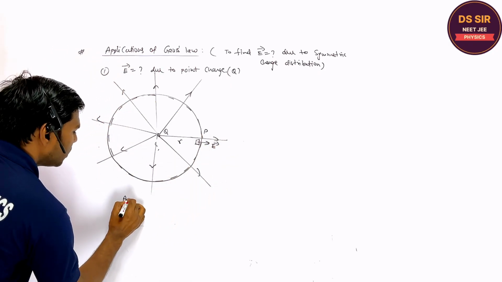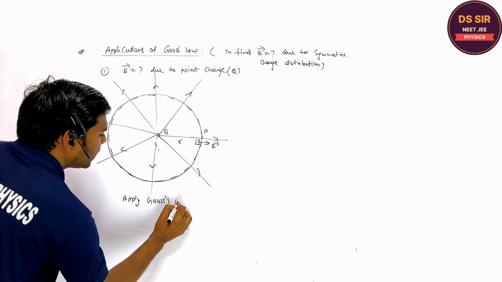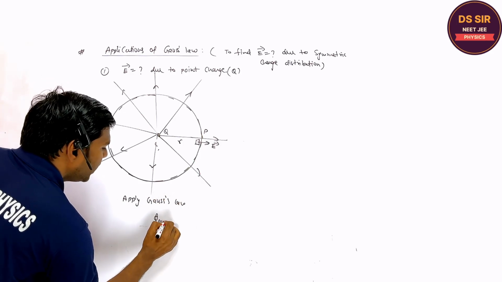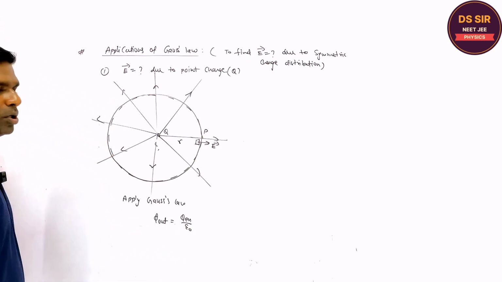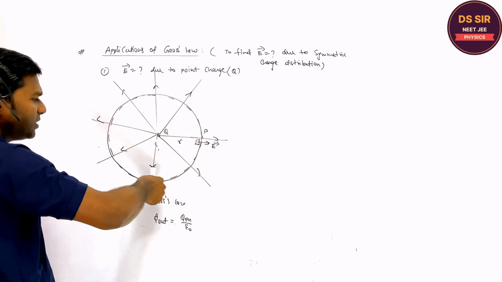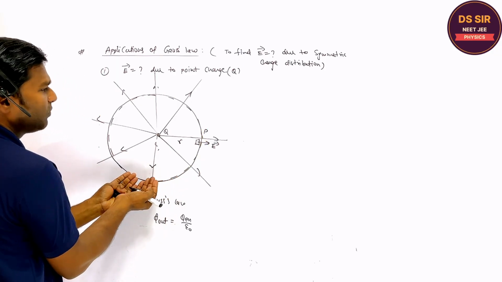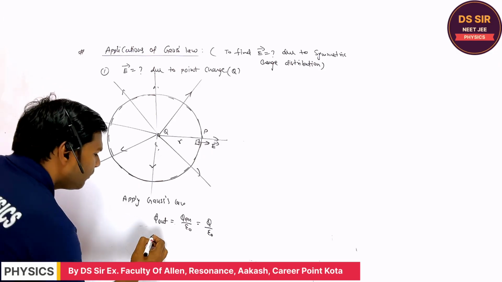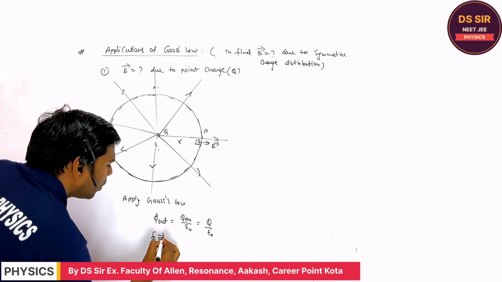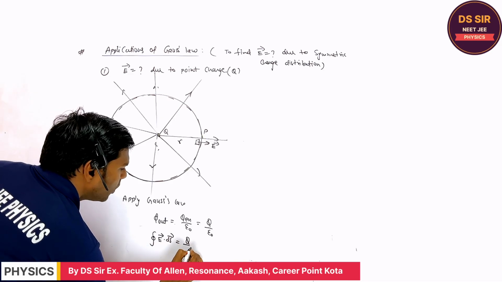So apply Gauss's law. What is Gauss's law? The net outward flux is charge enclosed divided by epsilon naught. So what is the charge enclosed by this Gaussian surface? Only Q upon epsilon naught. And the outward flux is what? Say, integral of E dot ds. Is it clear or not, you tell? Is equal to Q upon epsilon naught.